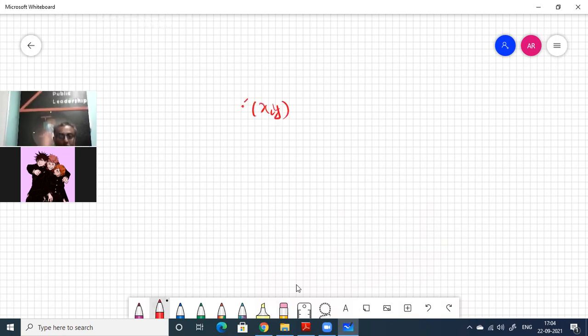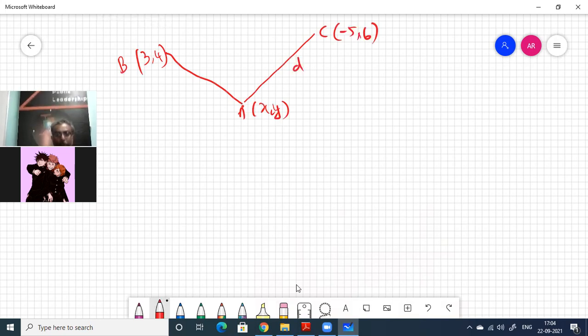It is equidistant from the point (3, 4). This will be A, this will be B, this will be (3, 4), and the point (-5, 6). Okay, it is equidistant. This is also d, this is also d.